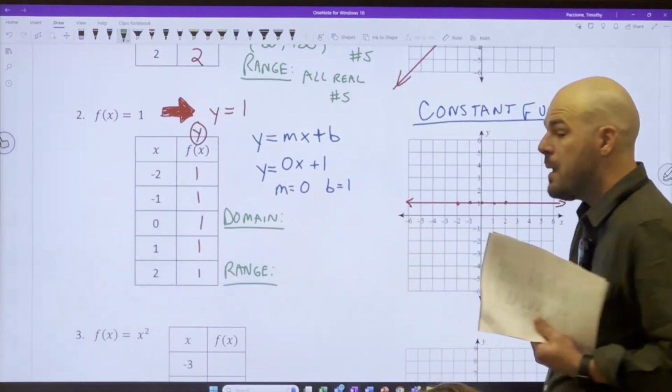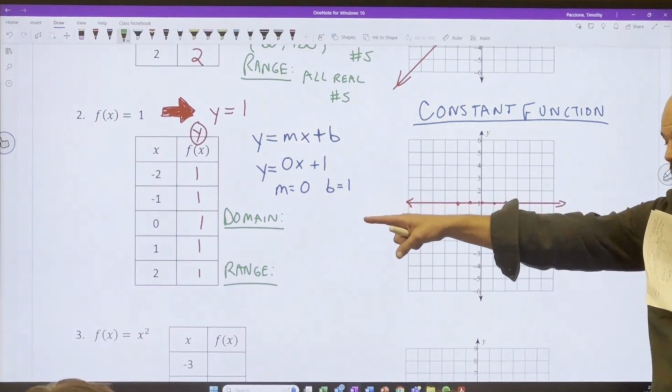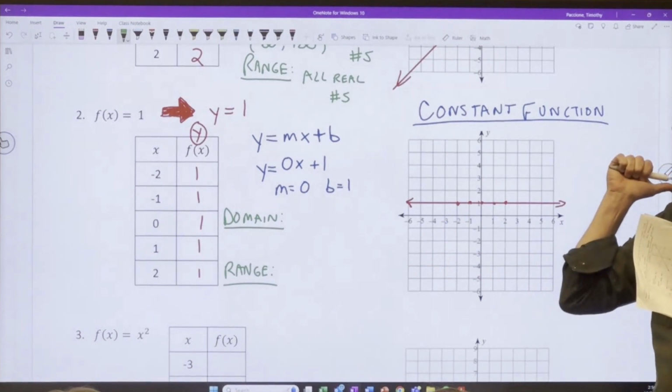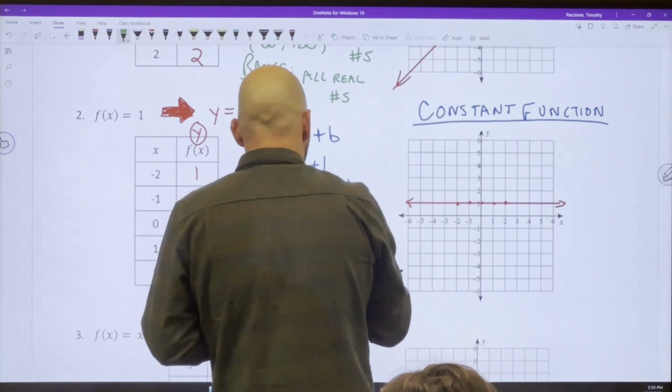My domain are all my possible x values. What's the limit going that way? Infinite. There is none. What's the limit going that way? How do we say that? All limits.